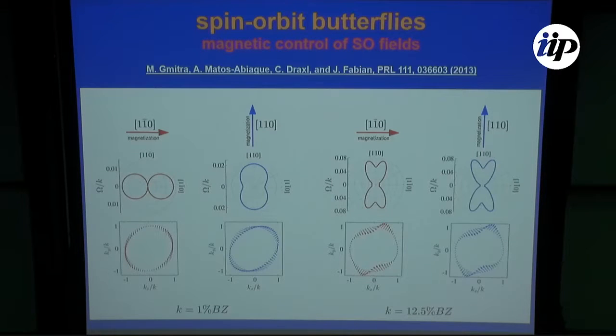So this is how we sell it to PRL. A control of, so it's not a nuisance, but it's a control. It could be. So you can control your Majorana fermions by changing magnetization in europium sulfide and changing the spin orbit coupling. Could work.